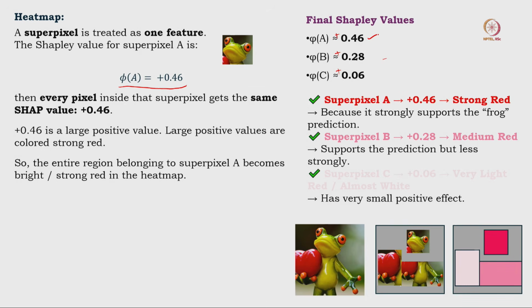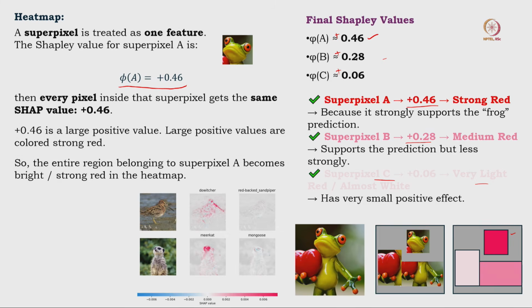Since it is 0.46, which is a higher value, those superpixels will have a strong red. You will see something like this. Then superpixel B, which is moderately important, you will see a little less red, that is medium red. And superpixel C, which is very light, these are very less important features, but since it is positively contributing, you will see very light red or almost white. So, the final interpretation will look something like this. This is one example of SHAP.